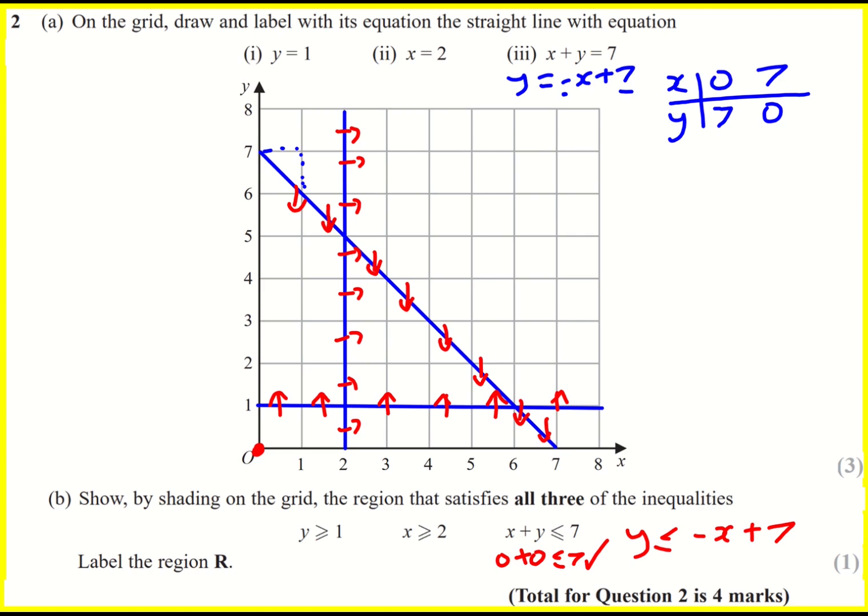Overall, we've got a shaded bit, and I'm just going to label it R. And we're done.